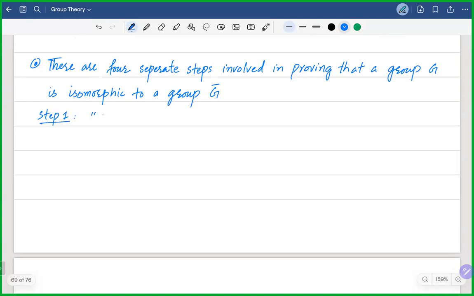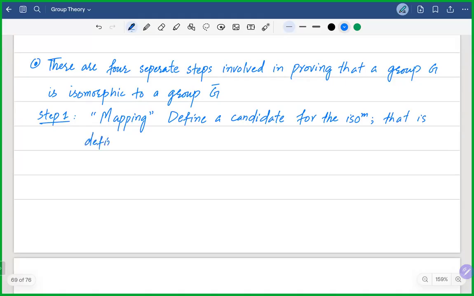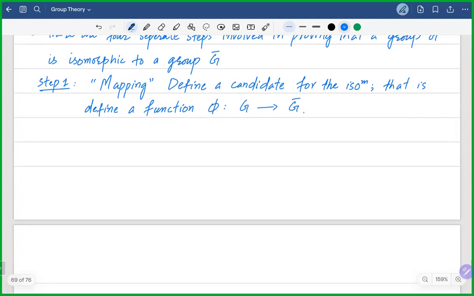Let's write the step 1. Step 1. First we check mapping. So we define a candidate for the isomorphism. So we need to give a mapping. Define a candidate for the isomorphism, that is a function, that is define a function phi from G to G bar.